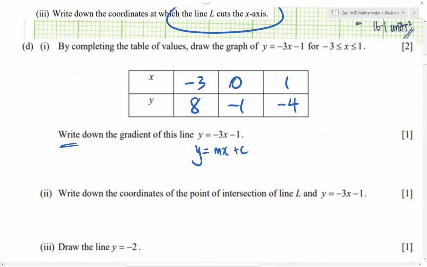They are of the same format. So the gradient, meaning the m value, is the coefficient of x. The gradient is negative 3. No calculation required. See and write the answer straight away.